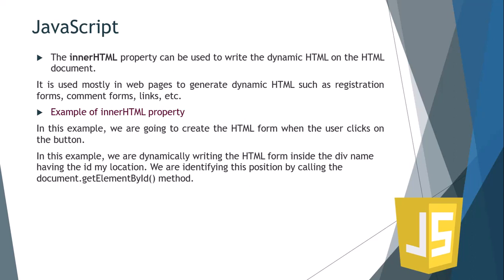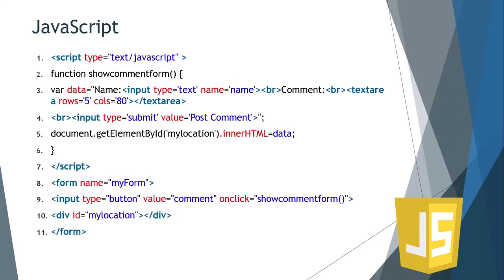An example of the inner HTML property: in this example, we are going to create an HTML form when the user clicks on the button. We are dynamically writing the HTML form inside the div having the ID my location. We are identifying the position by calling the document get element by ID method. Now, without wasting much time, let's go straight into our text editor.